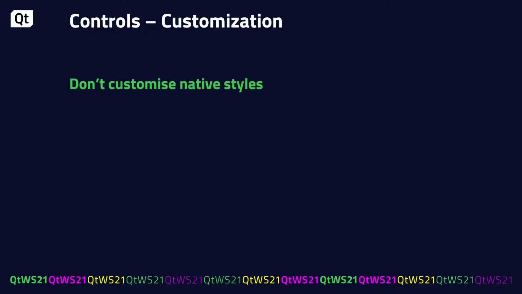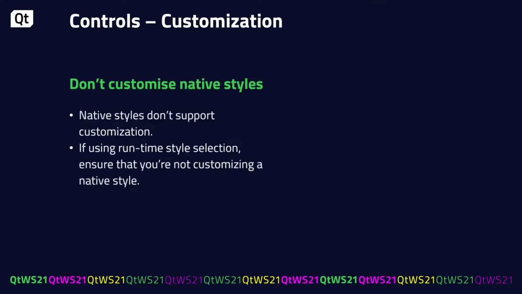And customization. Don't customize native styles. Native styles, the Windows and macOS styles, don't support customization. So if you're using runtime style selection, you need to make sure that you're not customizing any native style. So here we have an example of runtime style selection and customizing the background of a button. This is fine with most styles, but not the native styles.